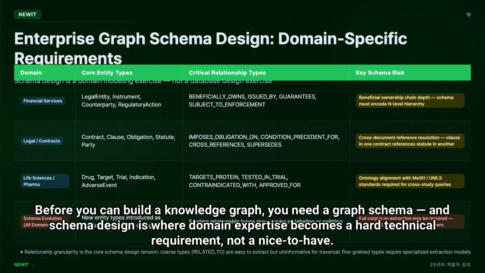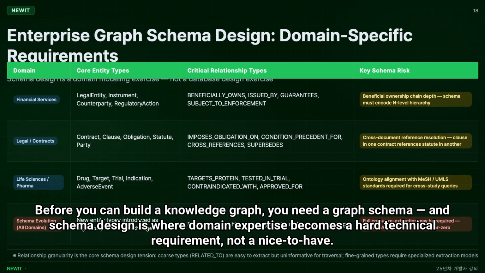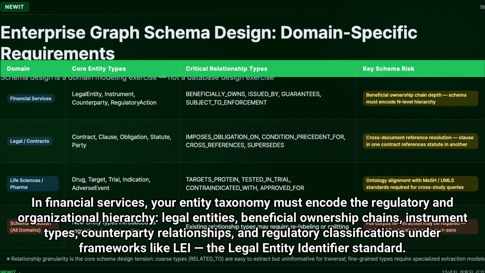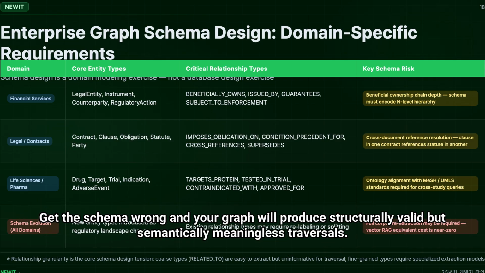Before you can build a knowledge graph, you need a graph schema, and schema design is where domain expertise becomes a hard technical requirement, not a nice-to-have. In financial services, your entity taxonomy must encode the regulatory and organizational hierarchy: entities, beneficial ownership chains, instrument types, counterparty relationships, and regulatory classifications under frameworks like LEI, the Legal Entity Identifier standard. Get the schema wrong, and your graph will produce structurally valid but semantically meaningless traversals.